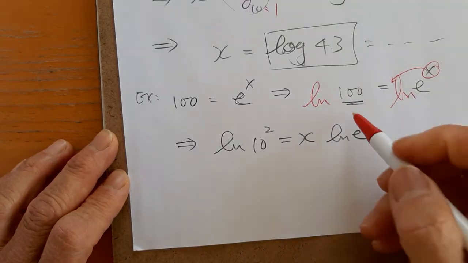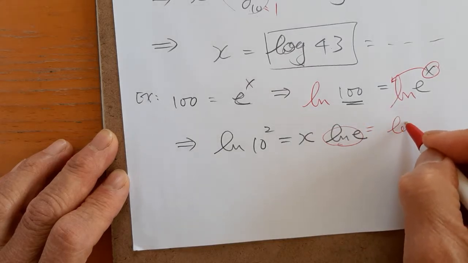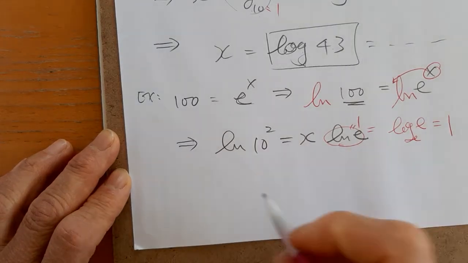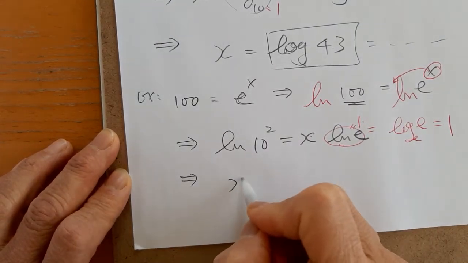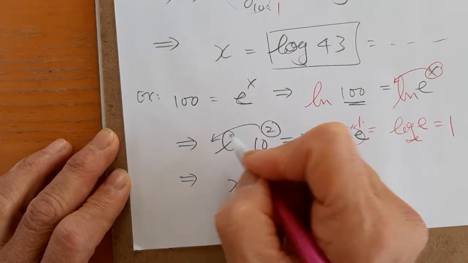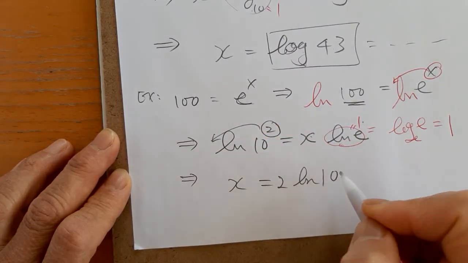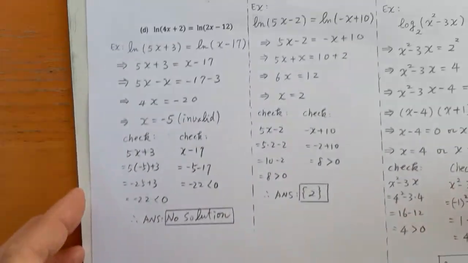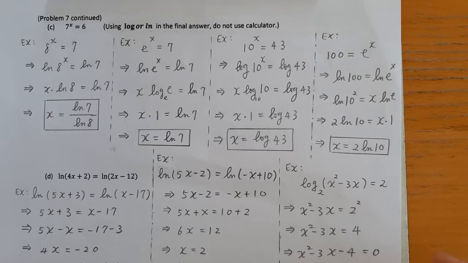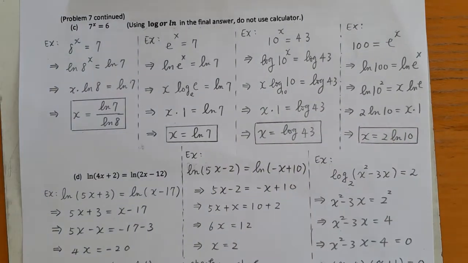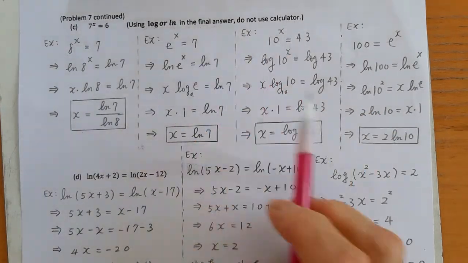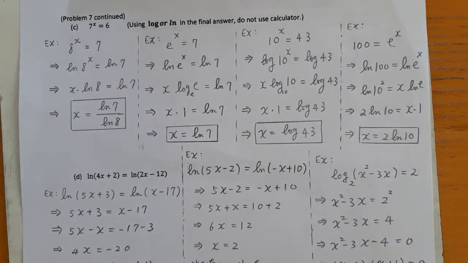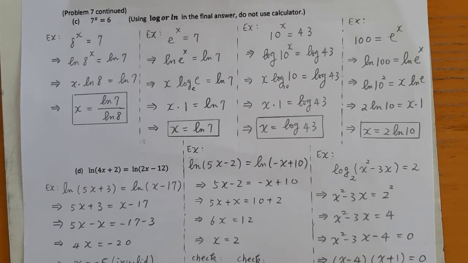And what is ln e? ln e is just log_e e, which equals 1. So this part equals 1. So x times 1 is x, which equals 2 ln 10, and you cannot go further. So it's 2 ln 10. This ln 10 you can figure out in decimal using a calculator and multiply by 2. That's the answer in decimal, but here it does not ask you to use a calculator. Just leave the answer as ln, natural logarithm or common logarithm.